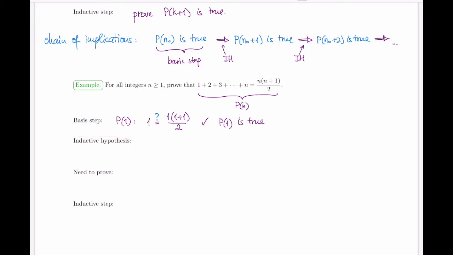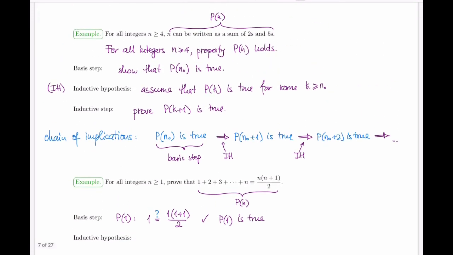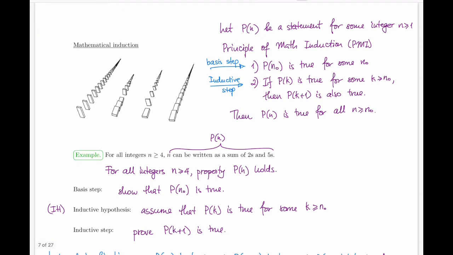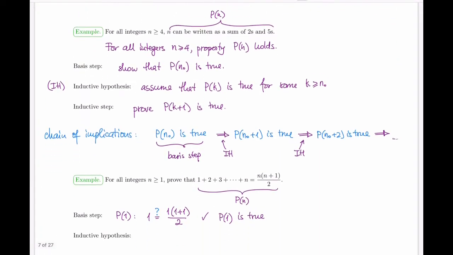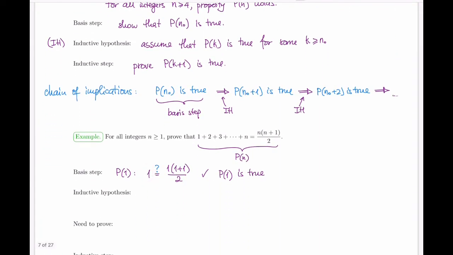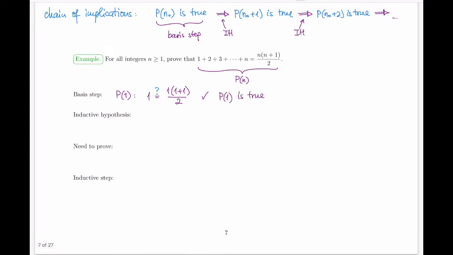So the inductive hypothesis, remember, this is the first, let me scroll up here. This is the first part of the statement here. P sub k is true for some k greater or equal than my n naught, which in this case is 1. So my inductive hypothesis is: suppose or assume P of k is true for some k greater or equal than n naught. And n naught is the value that you've checked in your basis case. So in our case, it's 1.